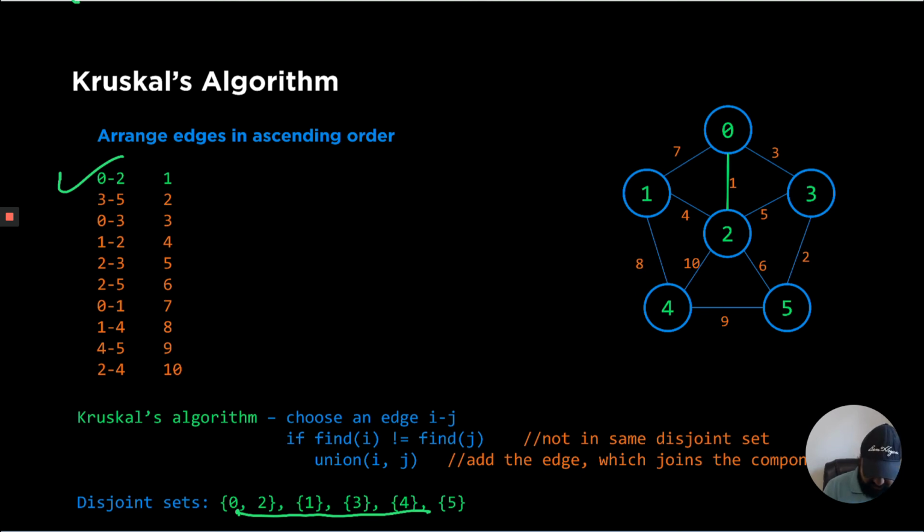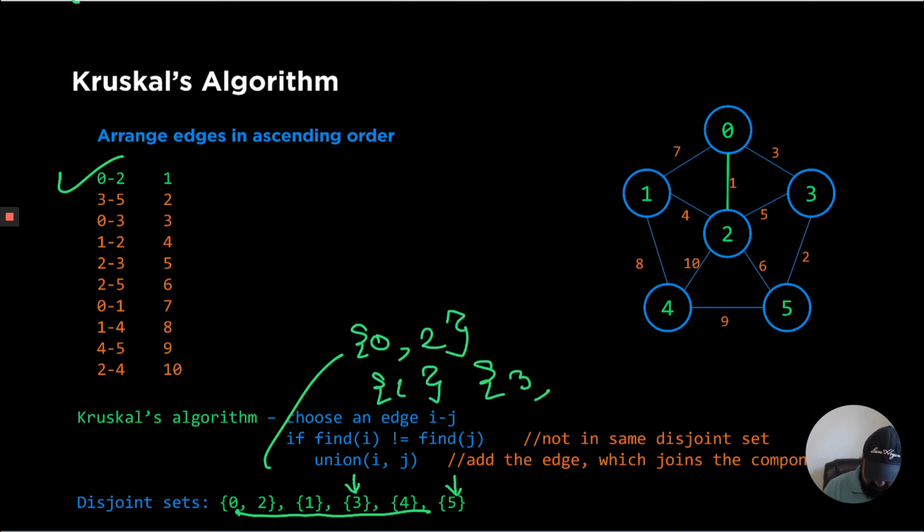Next, we have 3, 5. So what we essentially do is we check where is 3 located. So 3 is in this set. Next, we check where is 5 located. 5 is in this set. Since they are in different sets, we can union them. So the next iteration would look like this, which is 0, 2, 1, 3, 5, and 4 as a separate set.